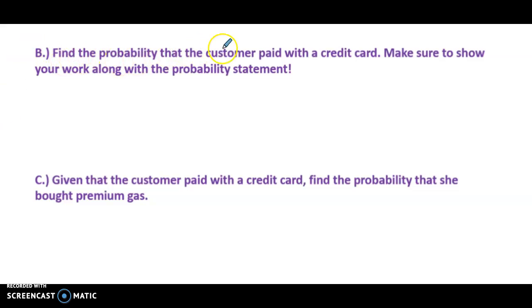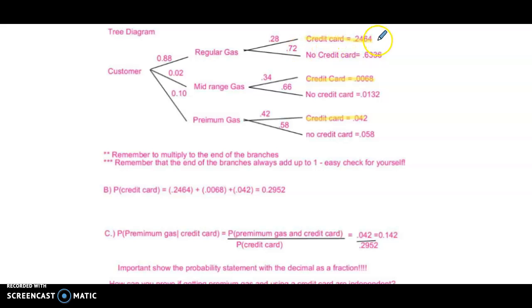Find the probability that the customer paid with a credit card. So we basically want the probability that they paid with a credit card. So look at the end of your branches. So there are 3 different ways they paid with a credit card: 1 with regular gas, 2 with mid-range, and 3 with premium. So we need to add up these 3 probabilities. Okay, that's why it's important to make sure you multiply across the end of your branches.